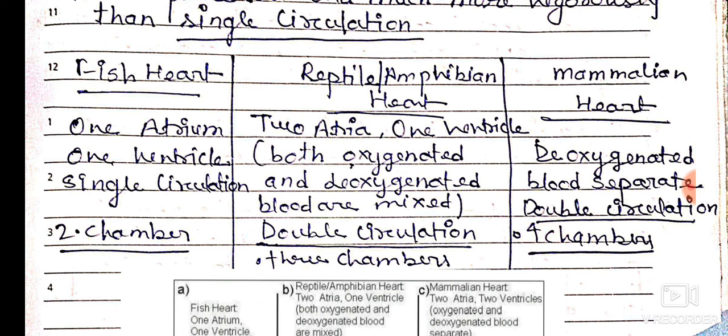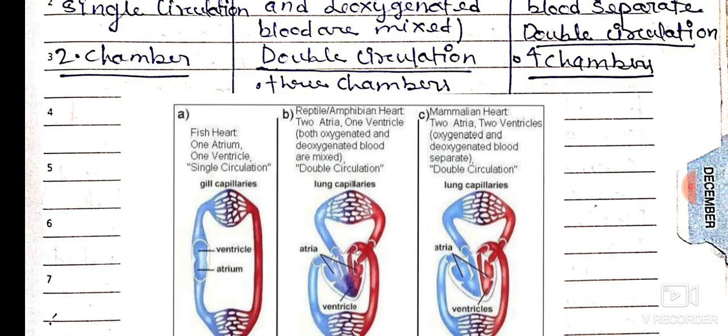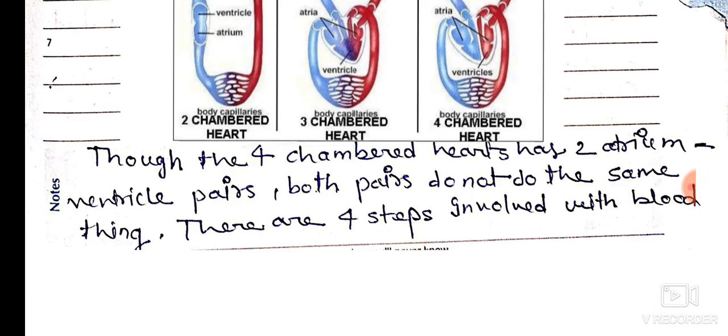फिश हार्ट की बात करें तो फिश हार्ट जो होता है 2 चैम्बर होता है, 1 आर्ट्रियम, 1 वेंट्रिकल एंड सिंगल सर्कुलेशन होता है. रेप्टाइल्स और एम्फीबियंस की हार्ट की बात करें तो there are 2 atria, 1 ventricle, and both oxygenated and deoxygenated blood are mixed and double circulation होता है and there are 3 chambers in the heart. Mammalian heart की बात करें तो deoxygenated blood separate हो जाता है and there is no mixing of deoxygenated blood and oxygenated blood. Double circulation also occurs and 4 chamber heart होता है. यहाँ पे structure आप देख सकते हो.